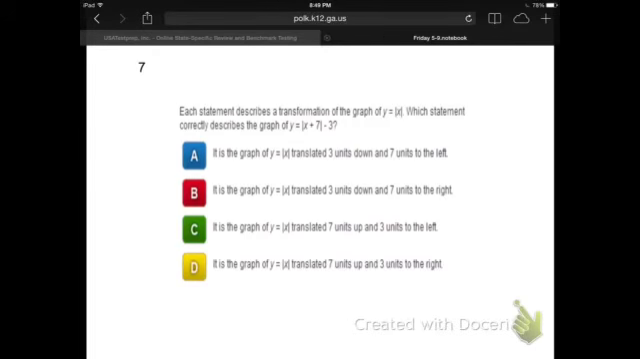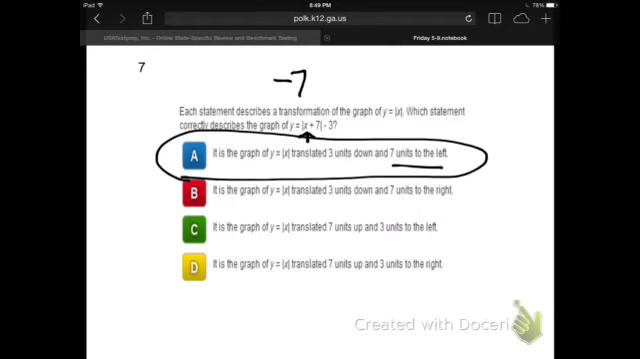Number 7, each statement describes the transformation of the graph y equals absolute value of x. Which statement correctly describes the graph of y equals absolute value of x plus 7 minus 3? Remember, when it's inside the parentheses with x, it's horizontal like x. And you have to change the sign so the positive 7 becomes negative 7. That tells me I need to move left 7 units. So choice A says I move left 7 units, and that's the only one. So that would be the correct answer choice.